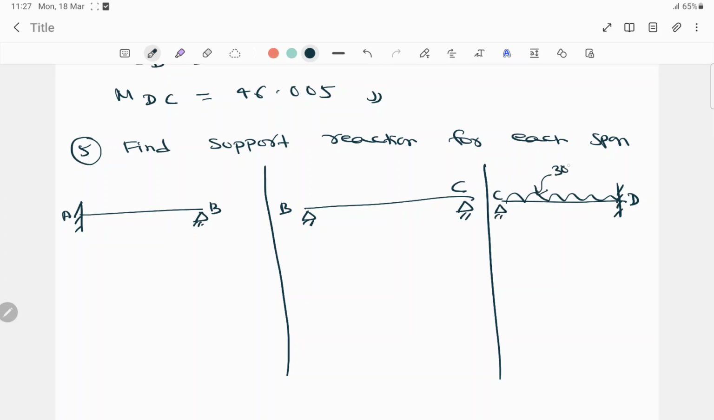Here the load is 30 kilonewton and the distance is 4 meter. Here the load is acting at the middle, that is 30 kilonewton, and the distance is 2 meter by 2 meter. And from A to B, here load is acting on this side at a distance of 1 meter, and here 2 meter and 30 kilonewton. So now we have to find the support reactions for each span.